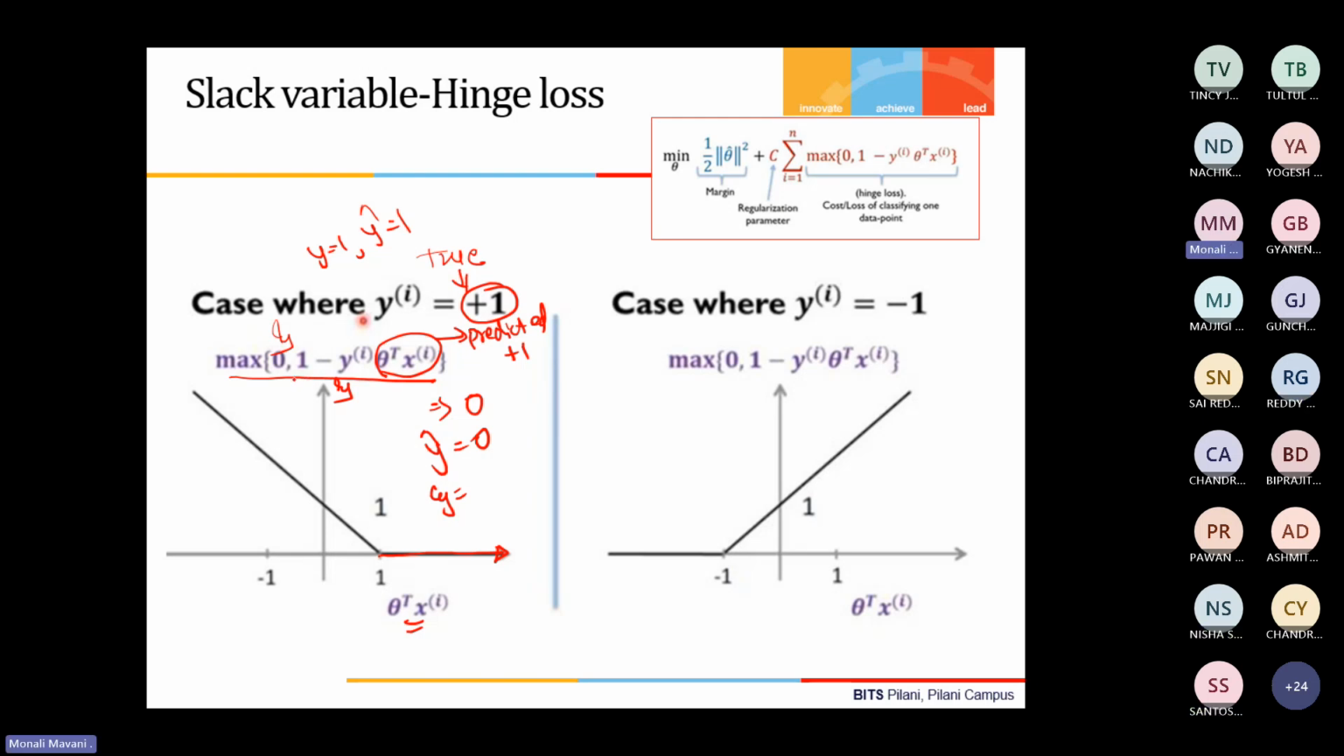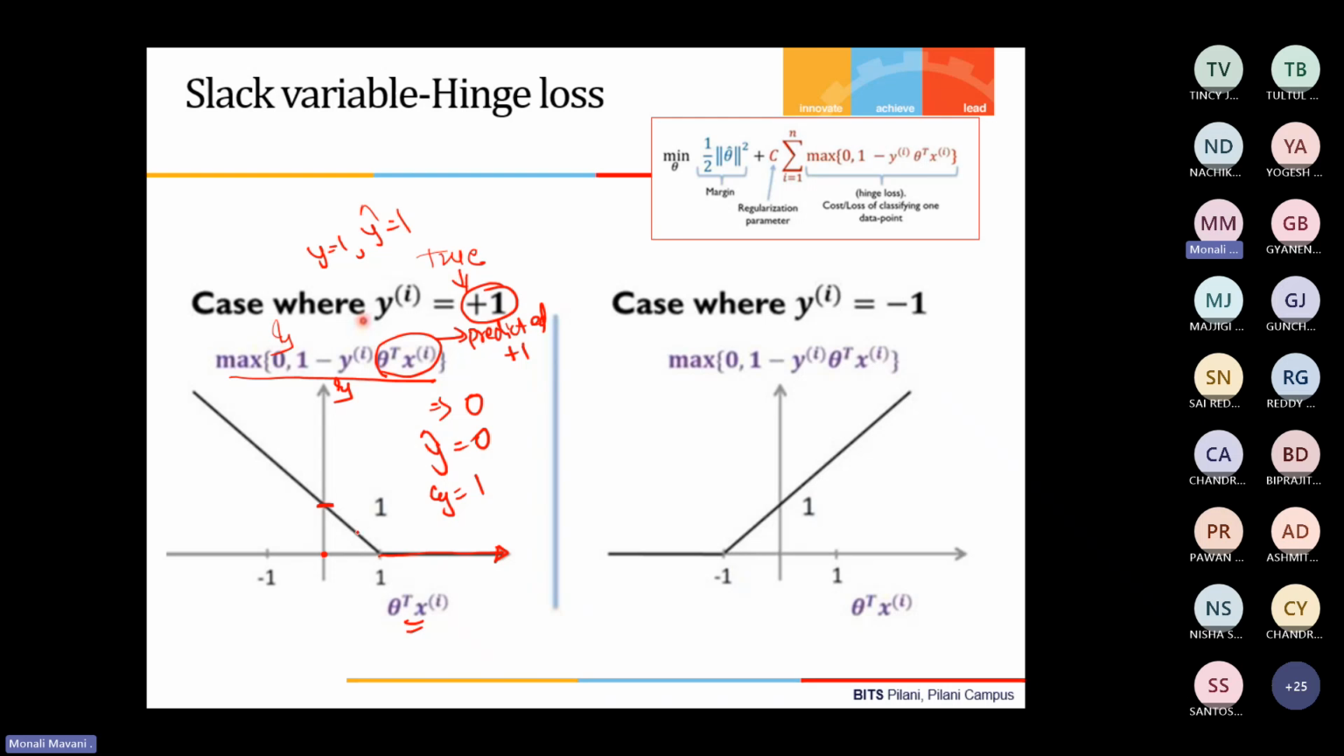It's max of 0 comma 1 minus 0. So that is 1 minus 0, so it will be 1, correct? So at this point, when theta transpose x is 0, you can say the slack variable has some value, which is 1.